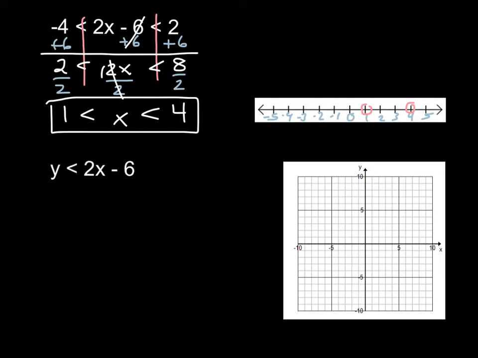X is greater than 1. Well, where greater than 1 is this direction. And then x is less than 4, and less than 4 is this direction. So we know our solution has to be true for both of these, which is in between them.